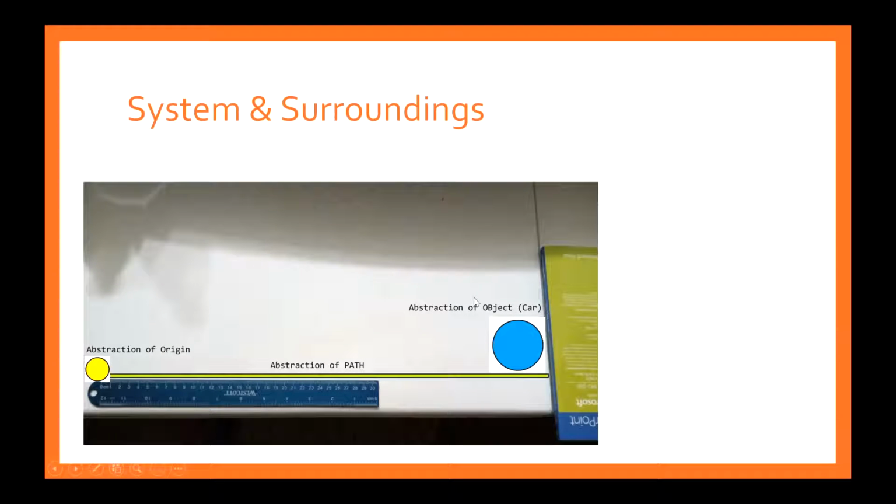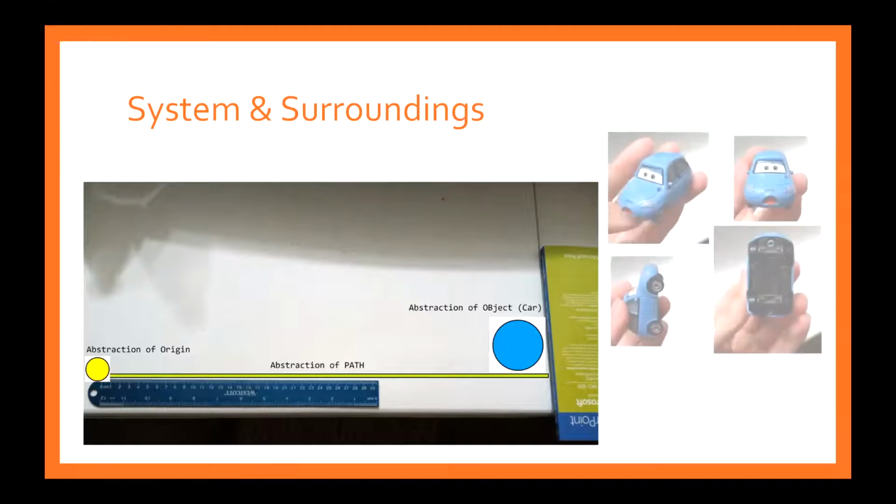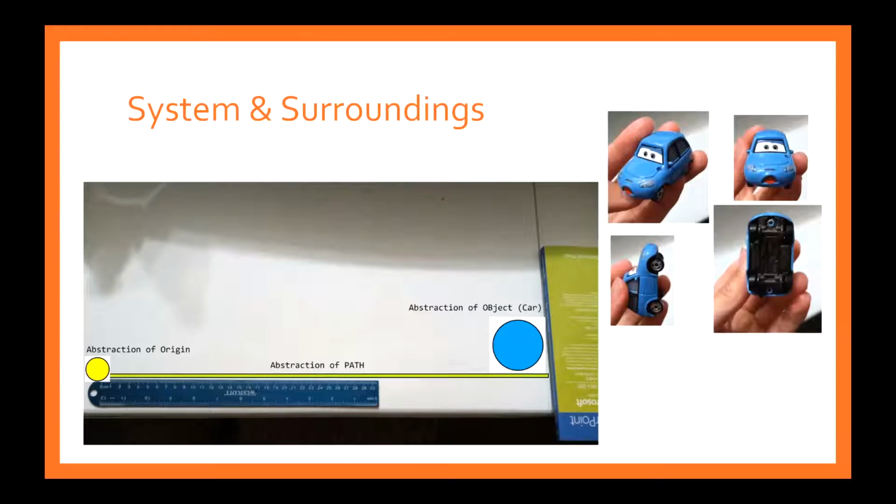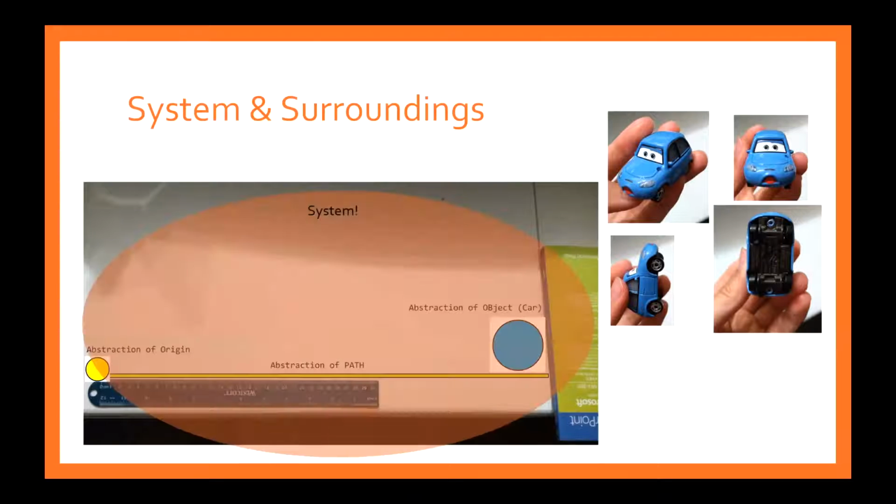The yellow ball represents where I'm going to start to move my object. The green bar is my path, and blue shows my car. I'm going to exert my force. Those three are in my system, and all the other objects are surroundings.